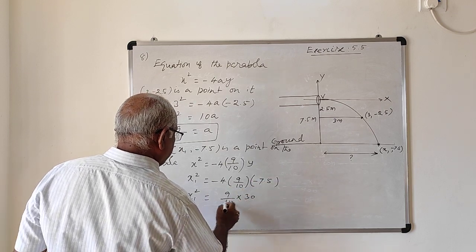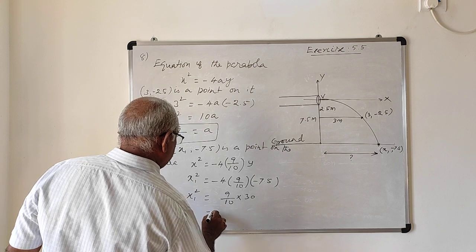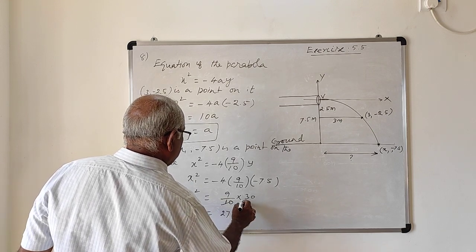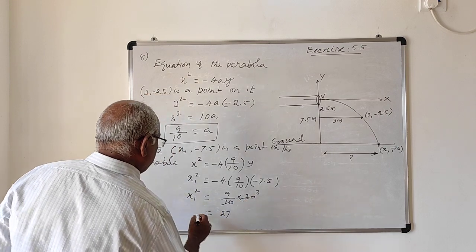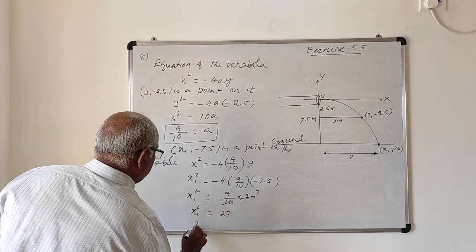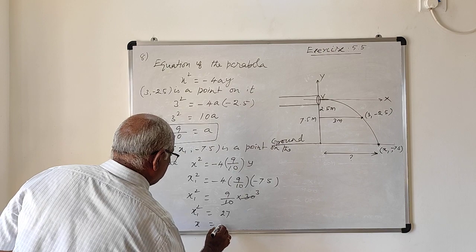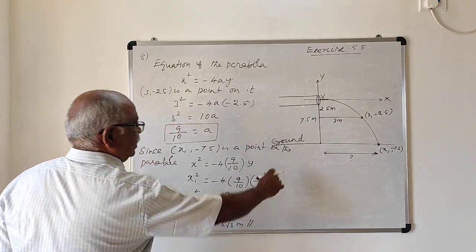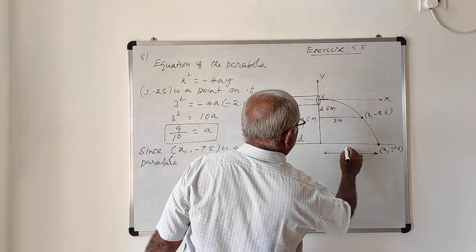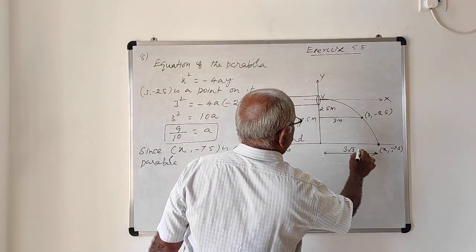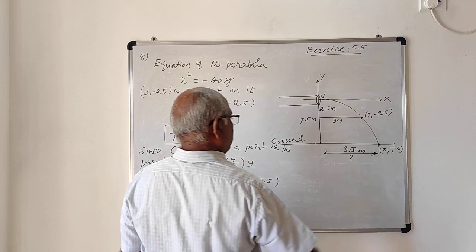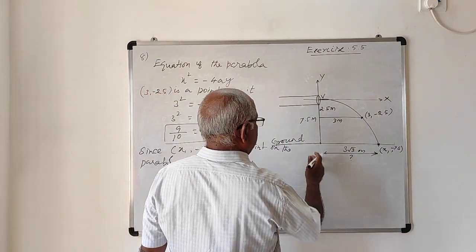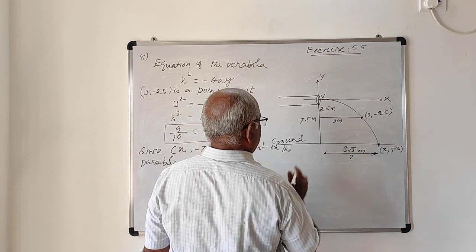So 9 into 3 is 27. x1 square is 27, so x equal to root of 27, which is equal to 3 root 3 meter. So this is the distance at which the water touches the ground, 3 root 3 meter from the vertex.